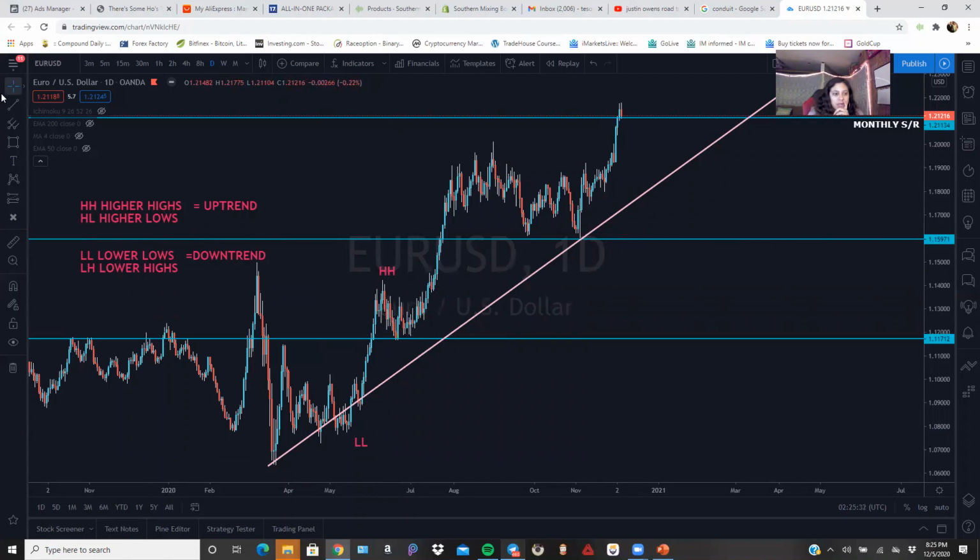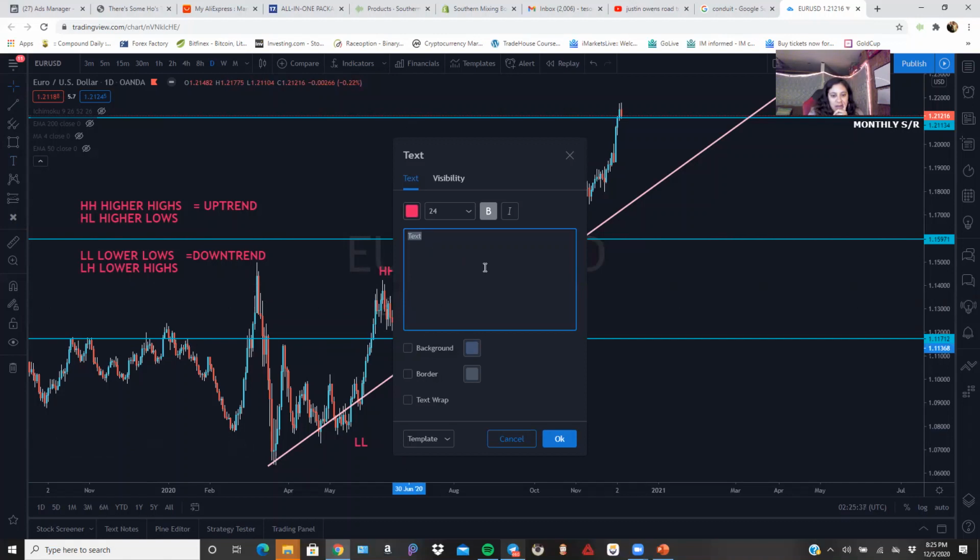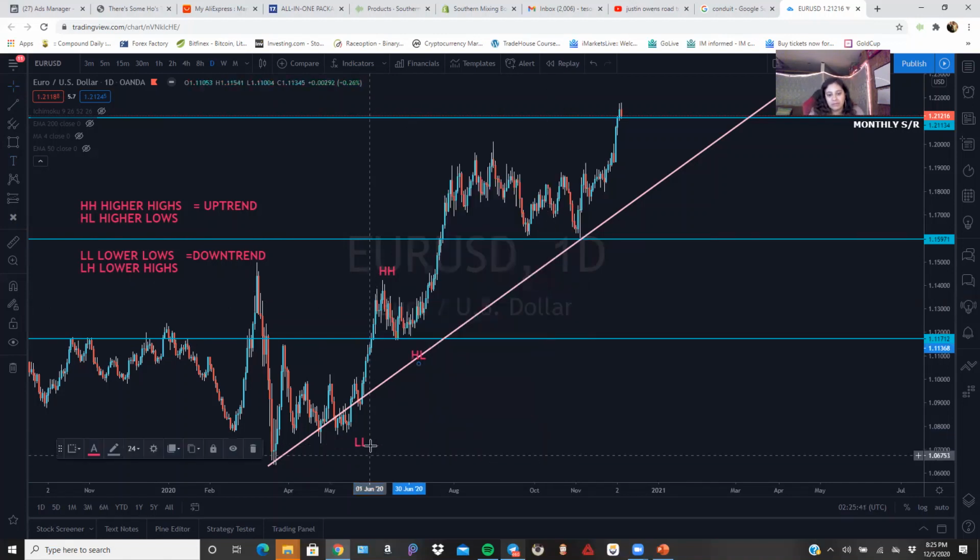But then when you get right here and price pulls back, we now have a higher low than the previous low, right? And then we get up here.